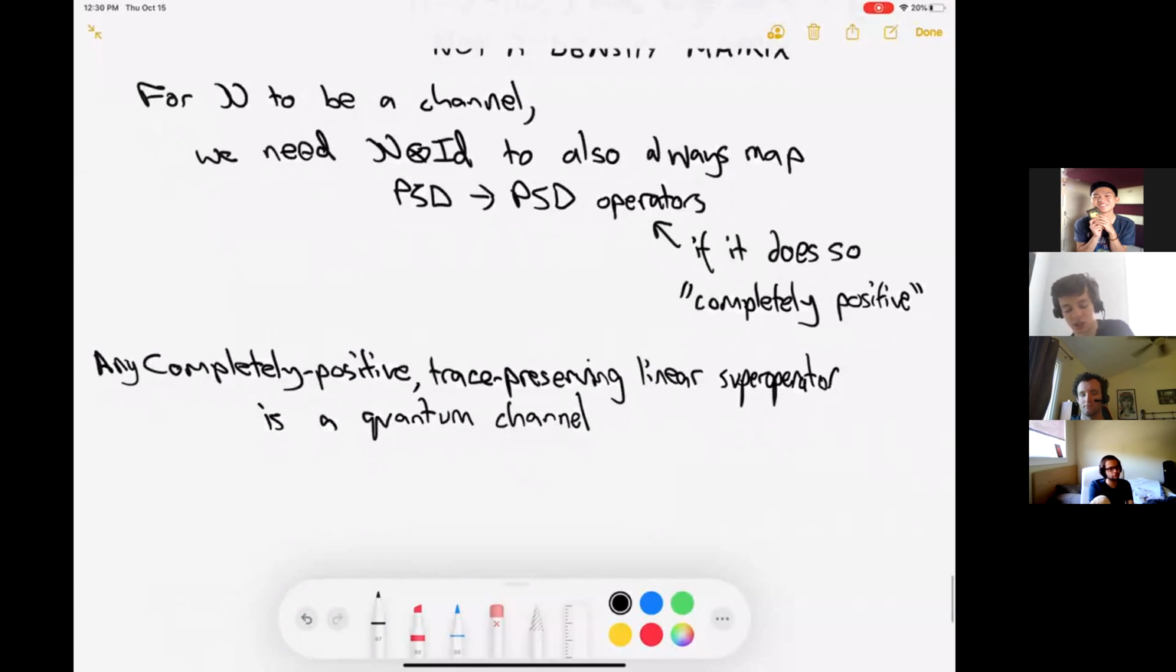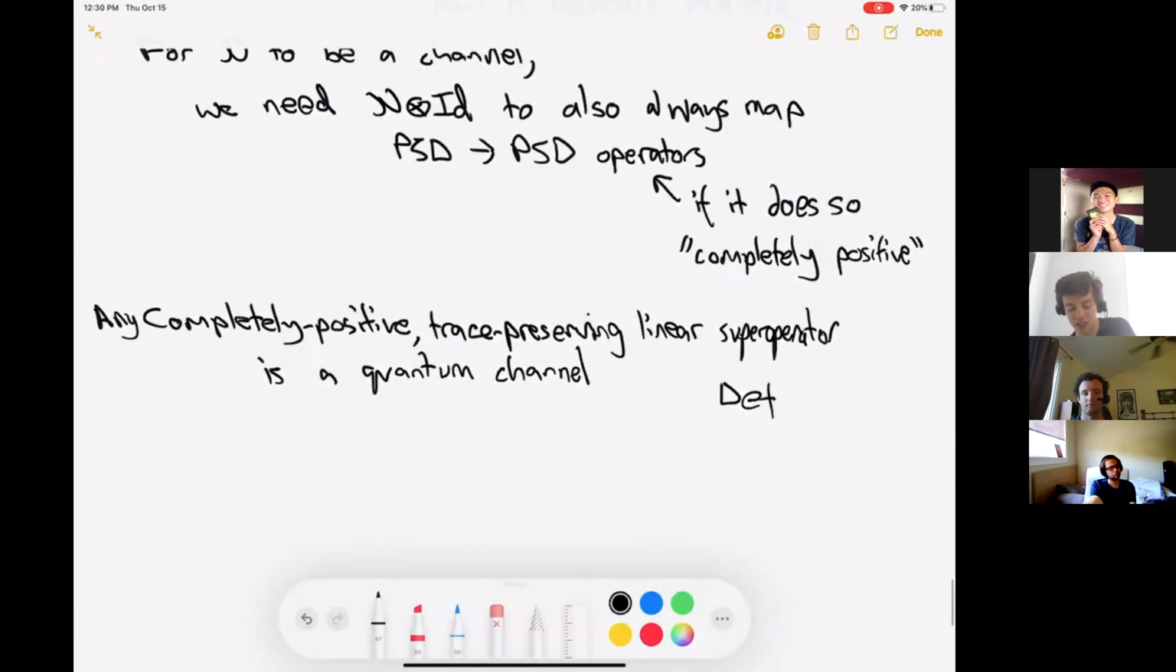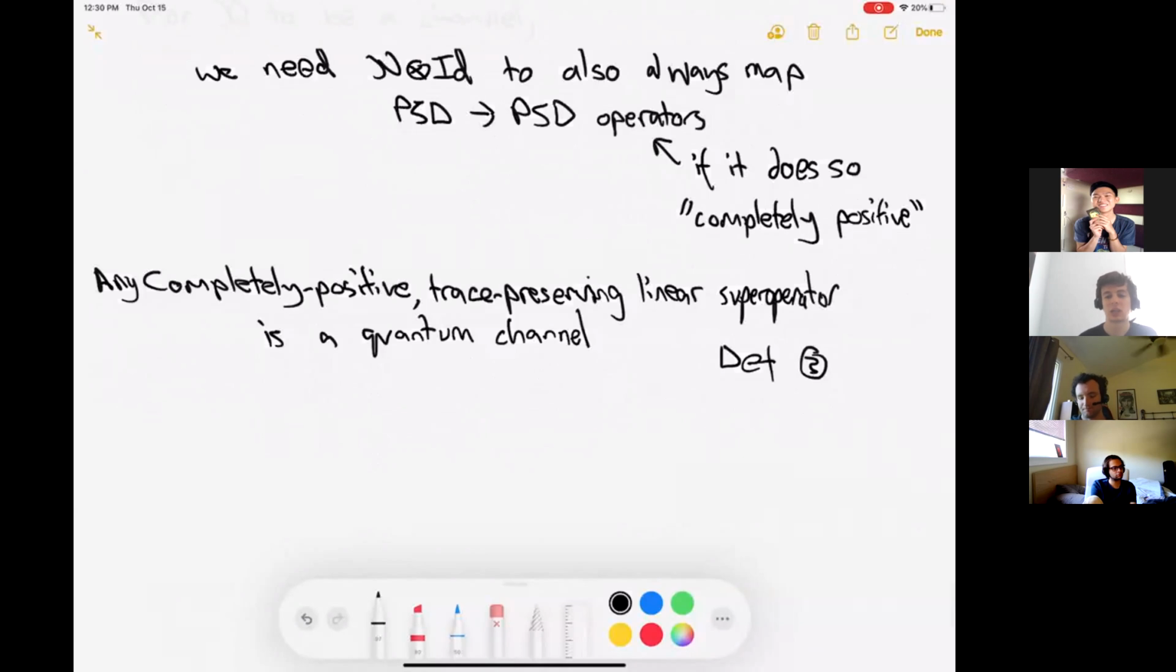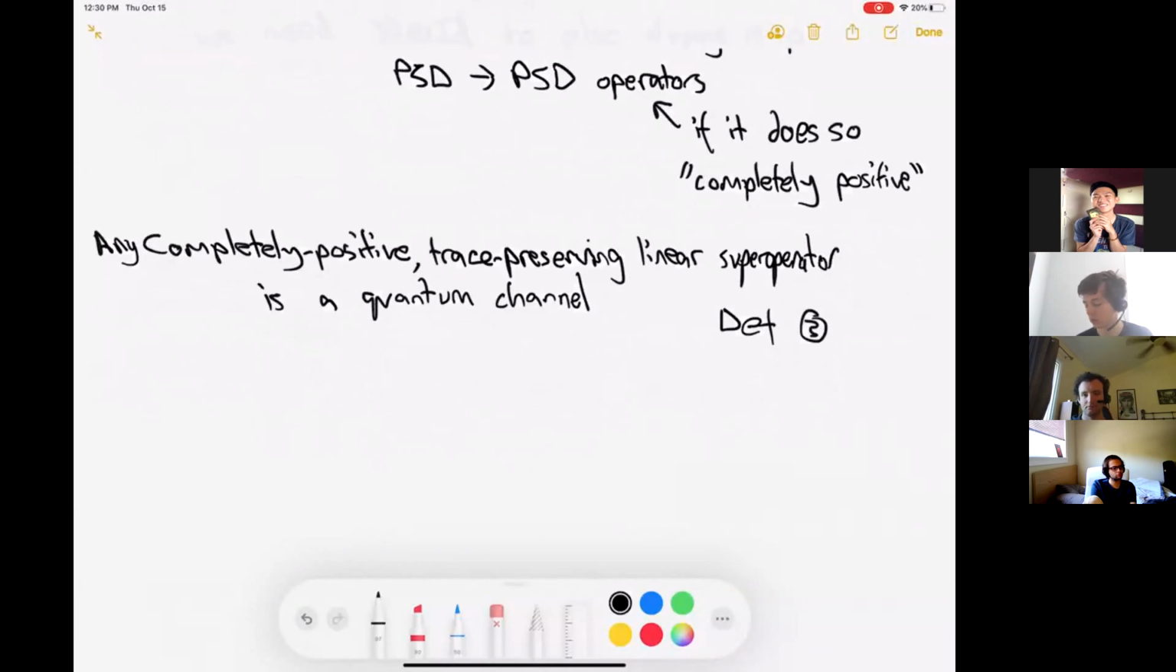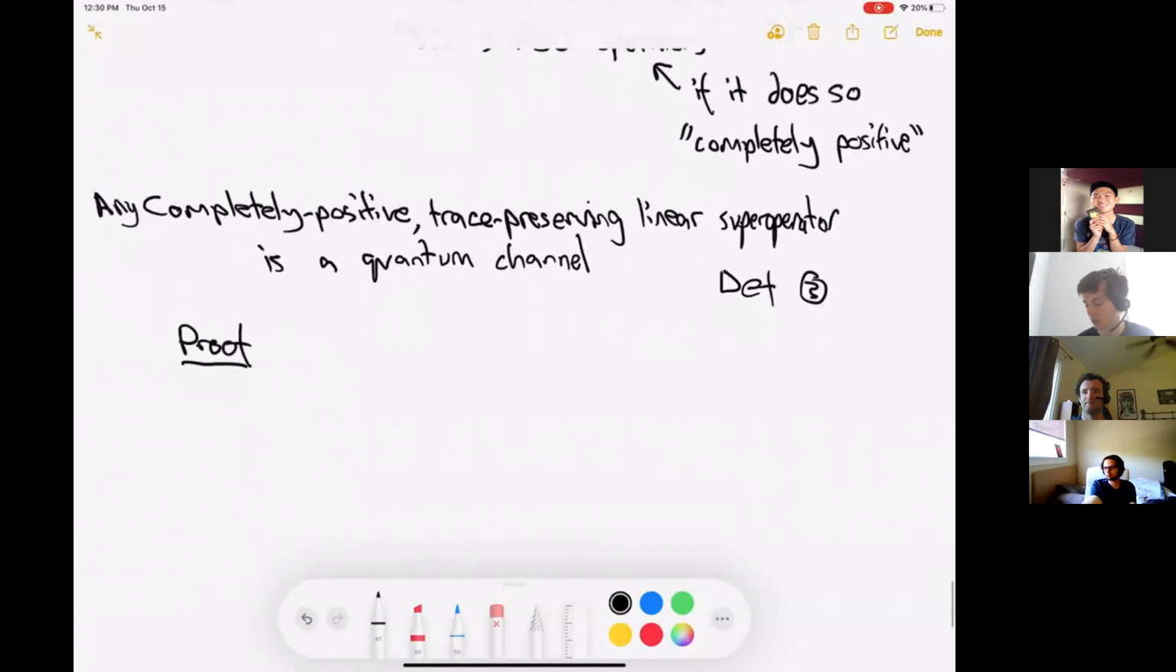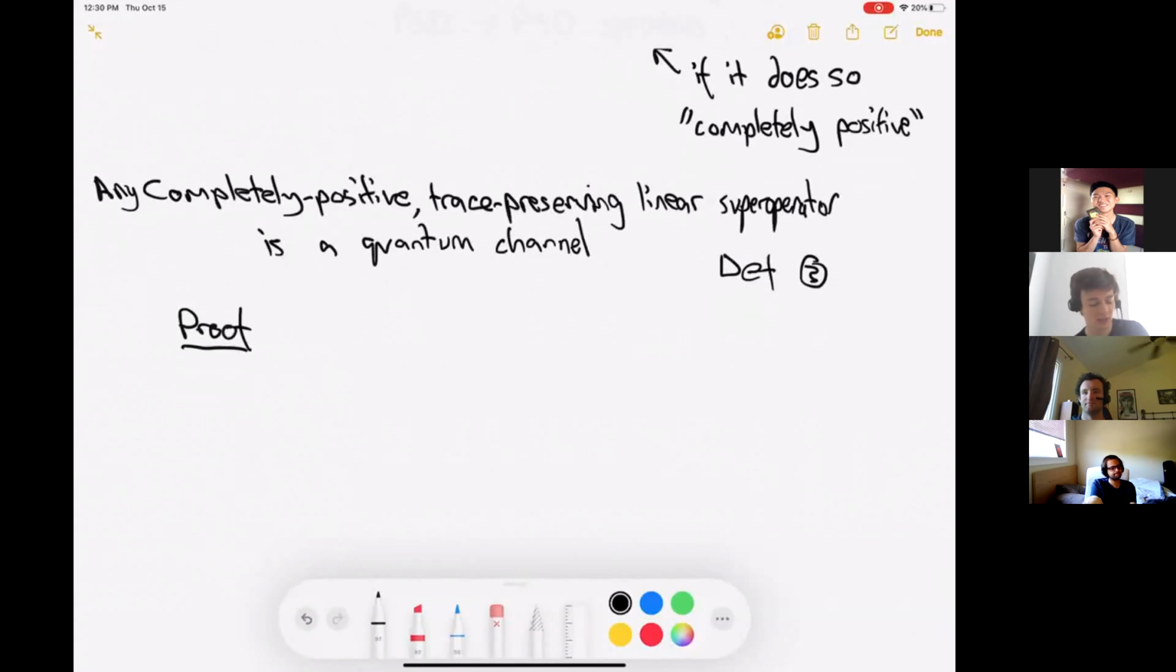So this is going to be our definition 3 of a channel: it's any linear superoperator that's completely positive and trace preserving. Okay, so I'm going to sketch a proof of this. I'm not going to be super careful proving it rigorously, but let's at least give you a sense of how it works. And the trick is, again, that we're going to use a reference system.